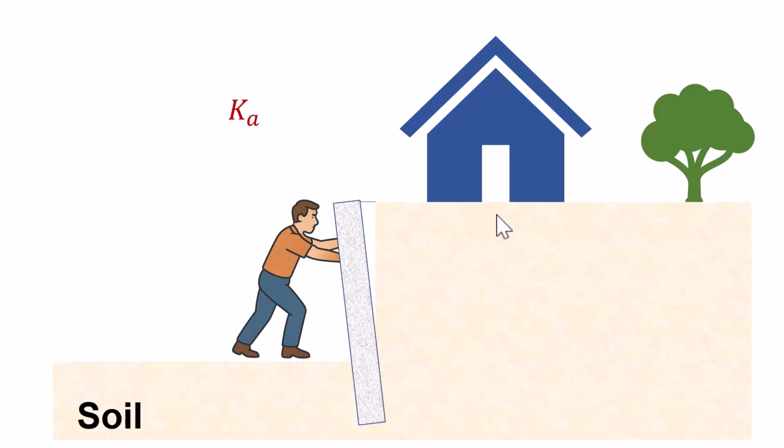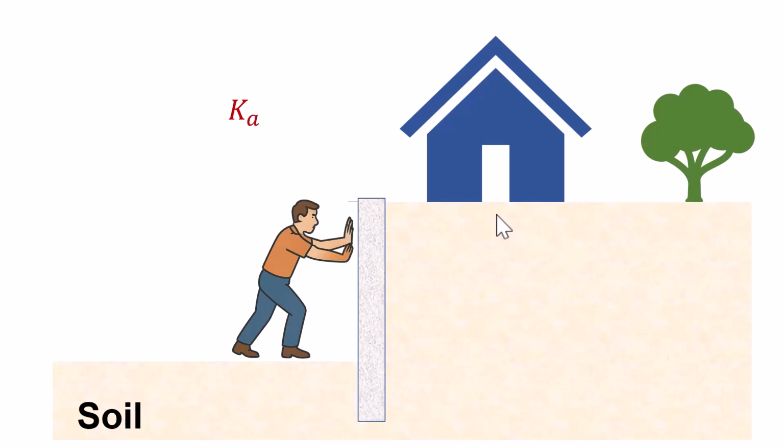For active earth pressure, if the wall moves slightly away from the soil, such as during excavation, the soil relieves some of its stress. In this scenario, the man needs to apply only a small amount of force to hold the wall back, just enough to balance the reduced pressure from the soil. This reflects the smallest lateral pressure condition and corresponds to the lowest coefficient, which is Ka.